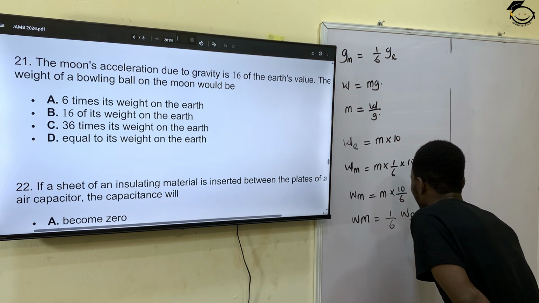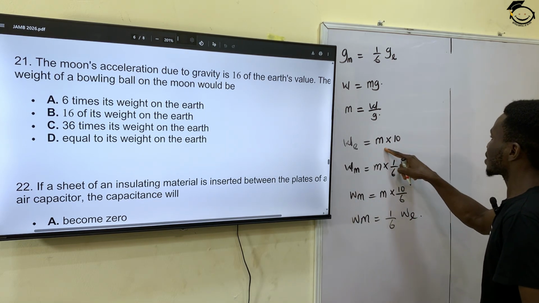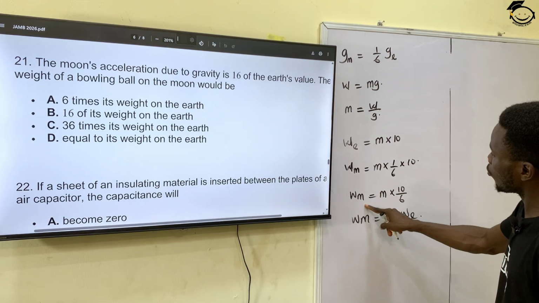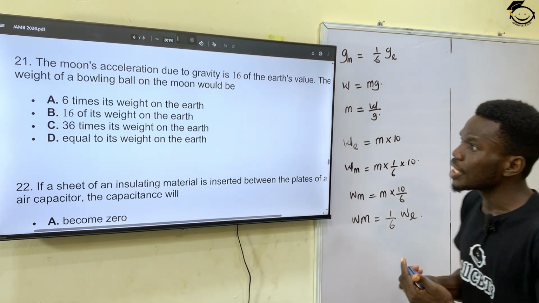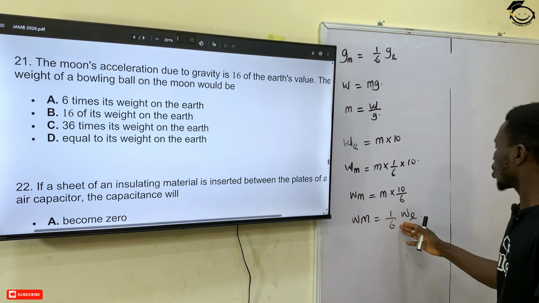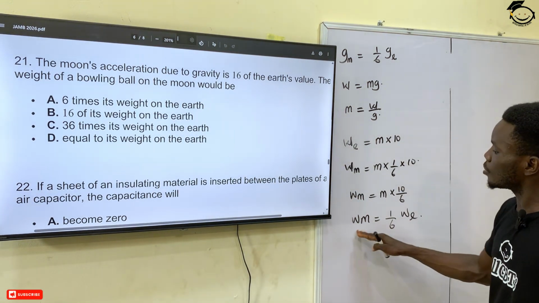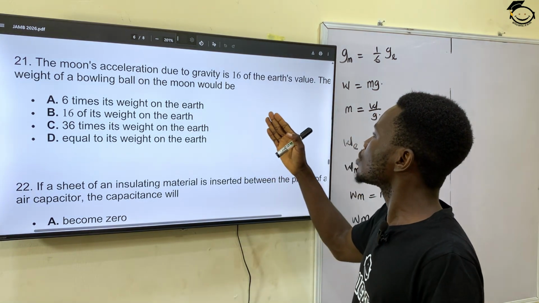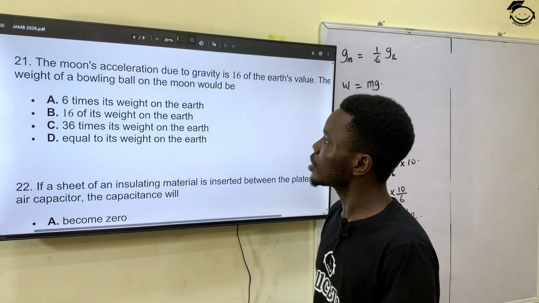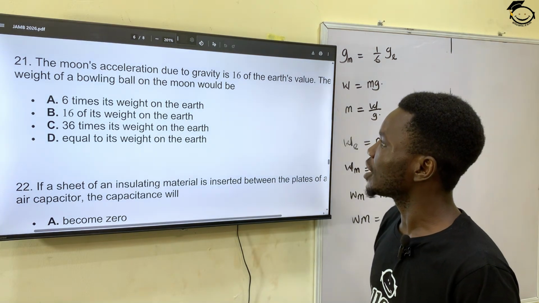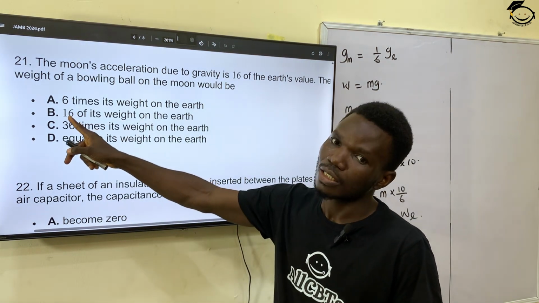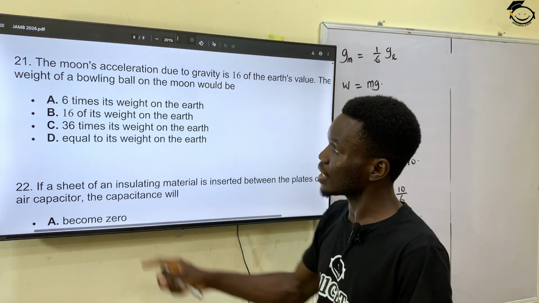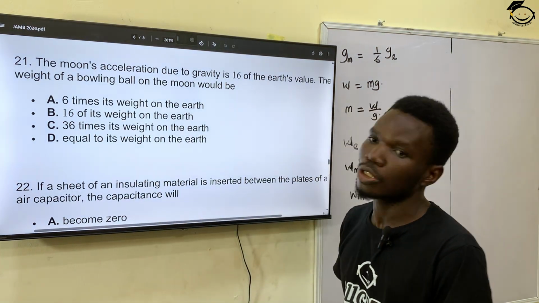1/6 the weight on Earth, because the weight on Earth is mass times 10, which divided by 6 will give me the what? Weight on the moon. So we're looking for an option that has to do with what? 1/6 the weight on Earth. That will be the weight on the moon. So the question is, the weight of a bowling ball on the moon will be dash. Option A says it will be 6 times its weight on the Earth. No. Option B says it will be 1/6. So this is a typographical error. So 1/6 of its weight on the Earth. So the correct answer to that question is 1/6 the weight on the Earth.